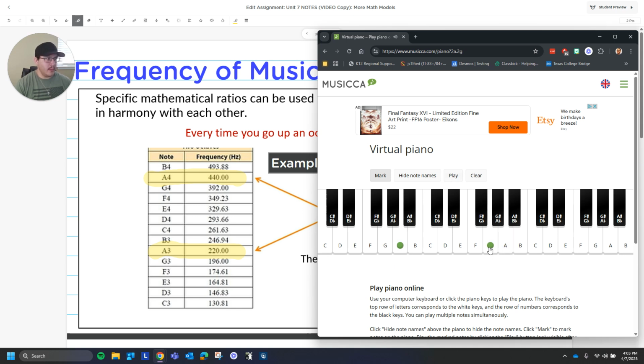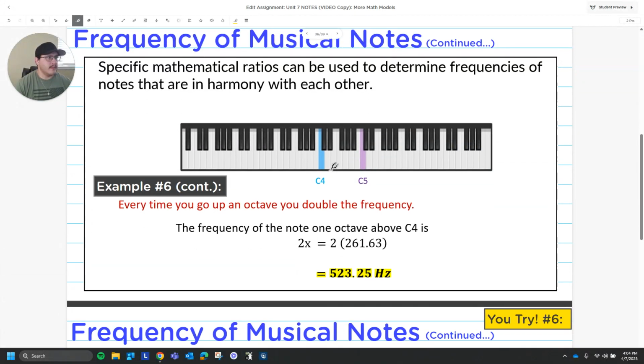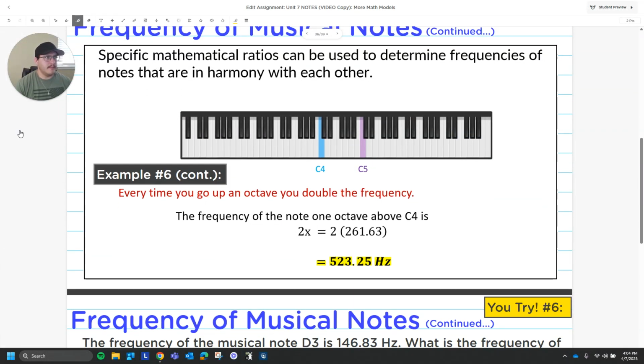And you can tell that those are different, the one lower. And then when I go on the A, it sounds virtually the same. Alright, so that was example number 6. Continuing up.